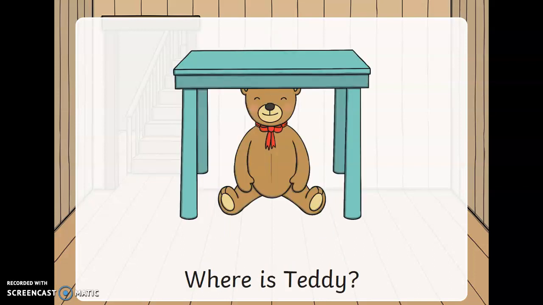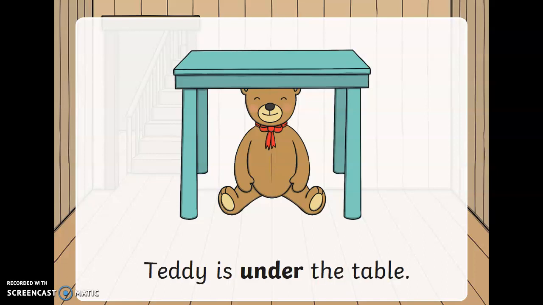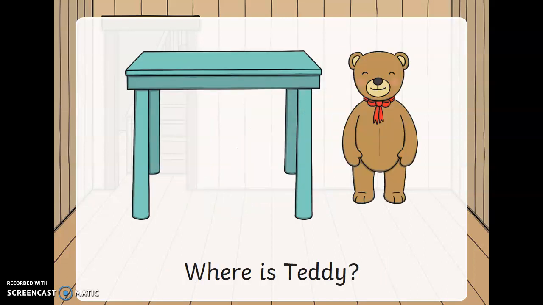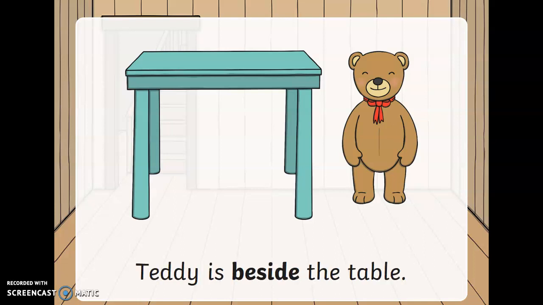Okay, boys and girls, where is Teddy in this picture? Tell your grown-ups. Fantastic. Teddy is under the table. Okay, boys and girls, where is Teddy on this picture? Fantastic. Teddy is beside the table, or we could just say Teddy is at the side of the table.